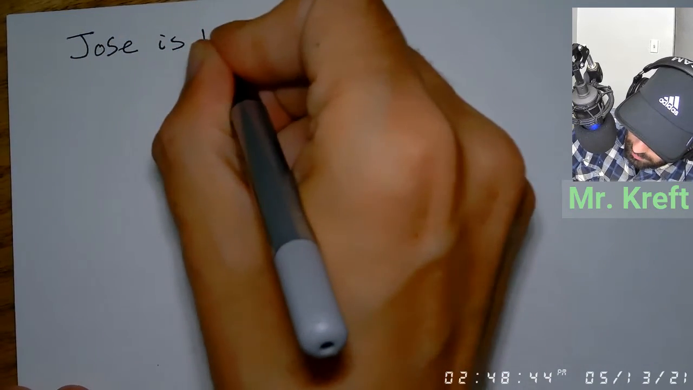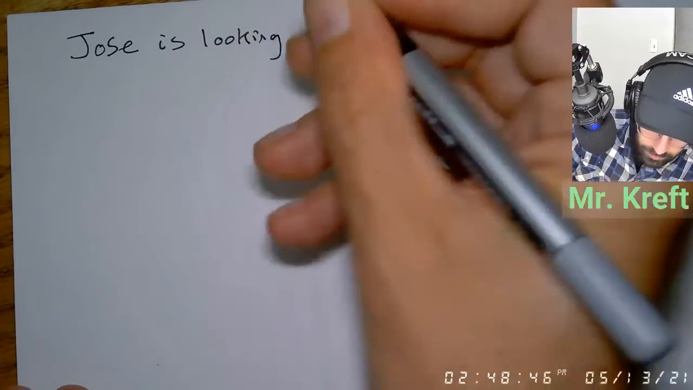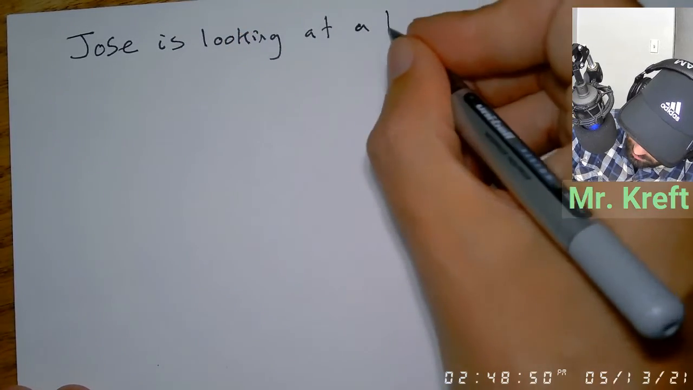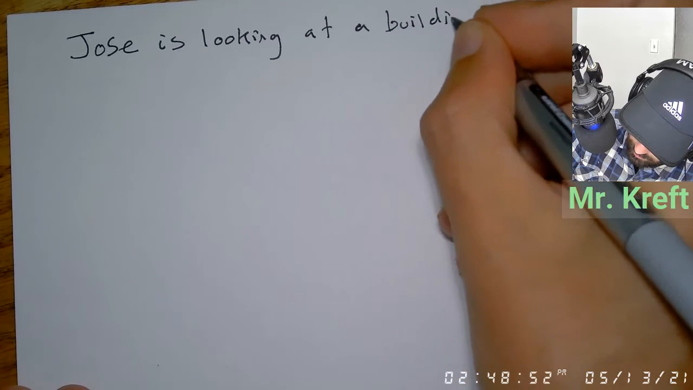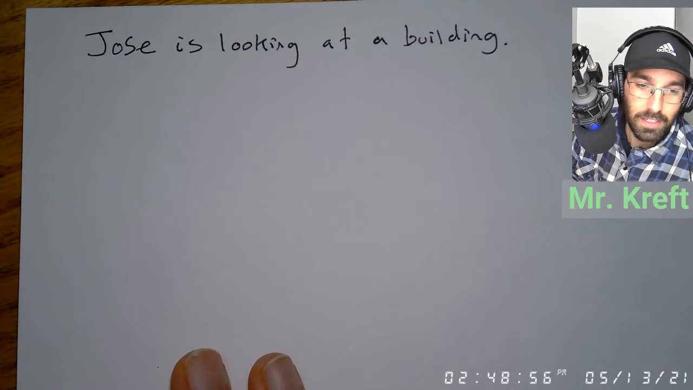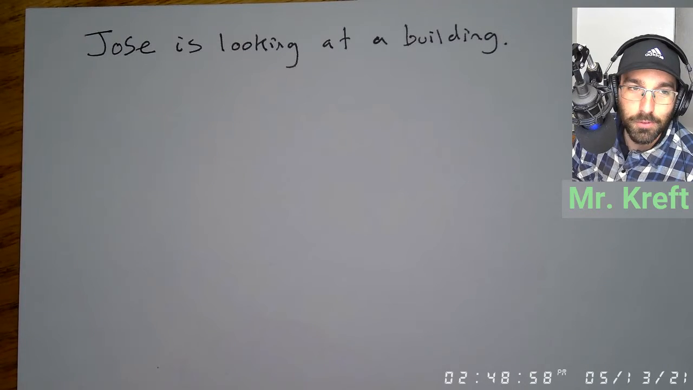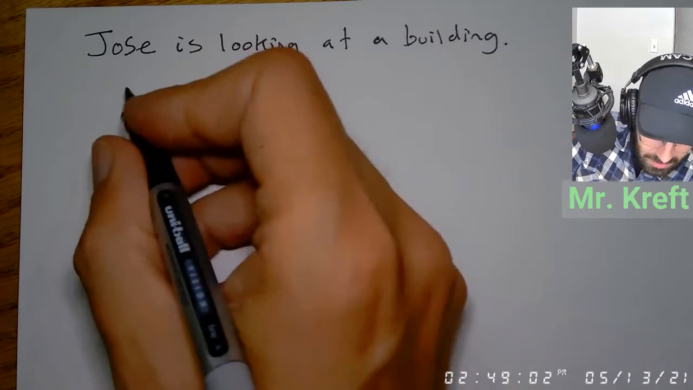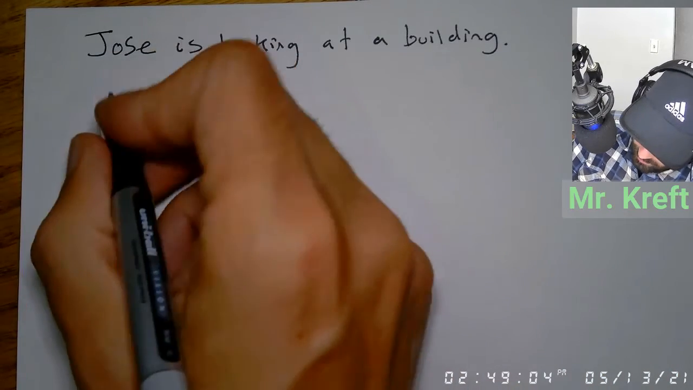So Jose is looking at a building. Okay, super great sentence there. It feels really important, right? Looking at a building. Okay, who doesn't, right?